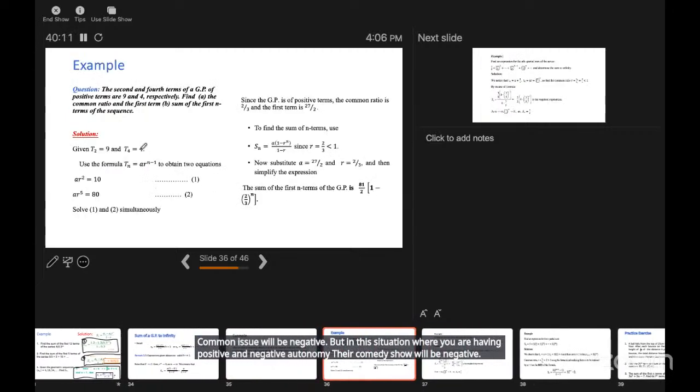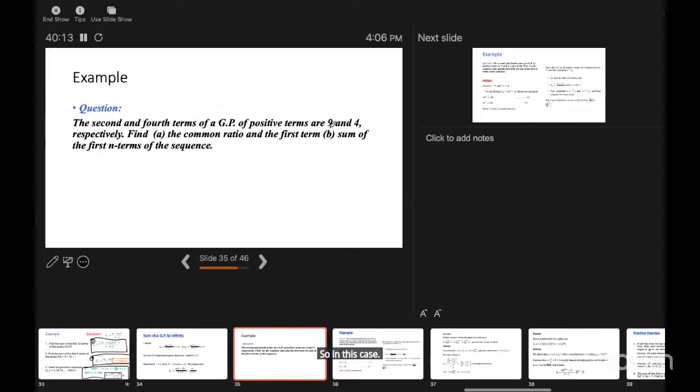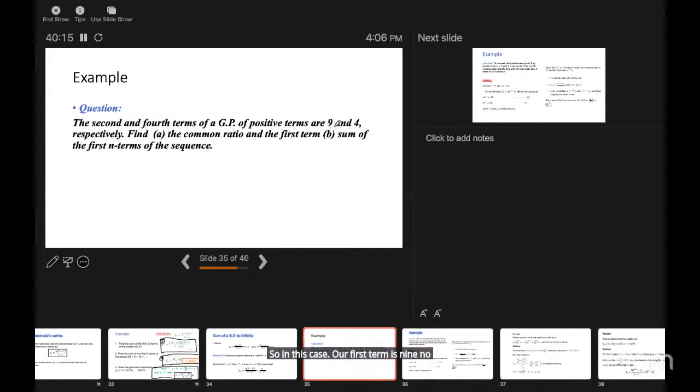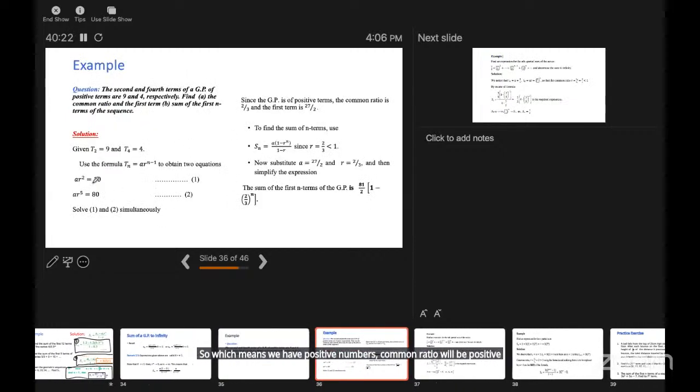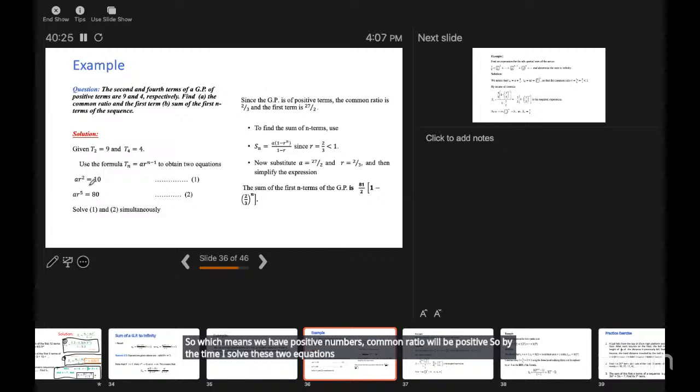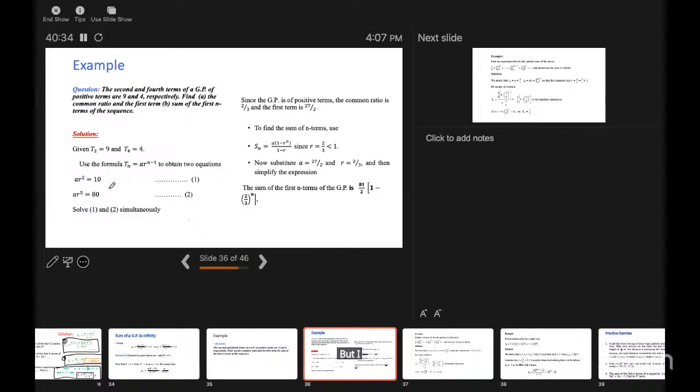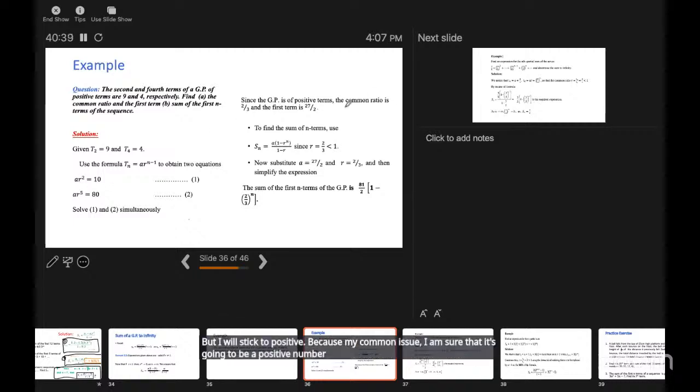So in this case, our second term is 9 and our fourth term is 4, which means we have positive numbers, so the common ratio will be positive. By the time I solve these two equations, I will have two common ratios, plus or minus, because you take the square root. But I will only stick to the positive one, because I am sure my common ratio is going to be a positive number. So the common ratio is 2/3, and I will use that to find the first term.